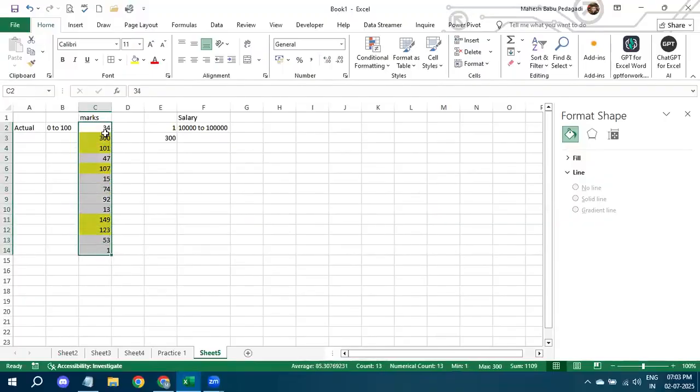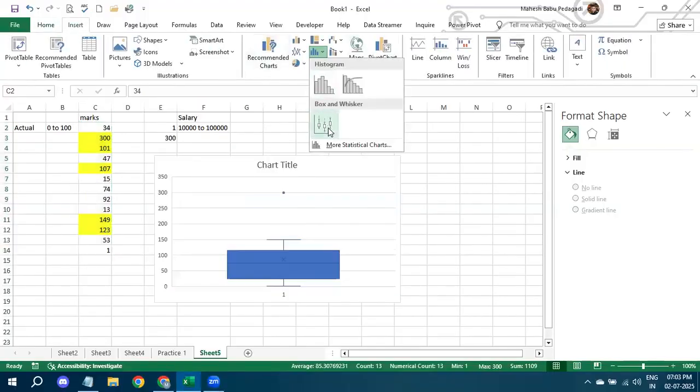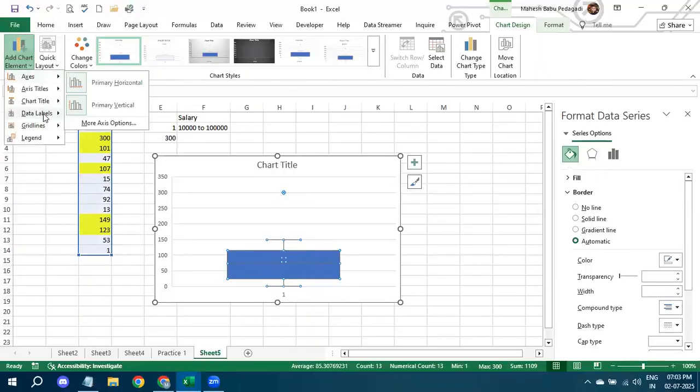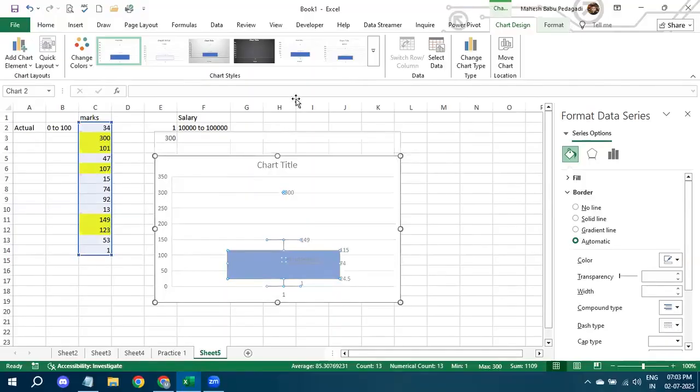How can I check? How to detect the outliers? By using the box plot. I will go to Insert and choose this particular graph, box plot. From this, I can say, okay, this point is called an outlier. Sir, how can I check the maximum value? Turn on the data labels. Were you able to see?